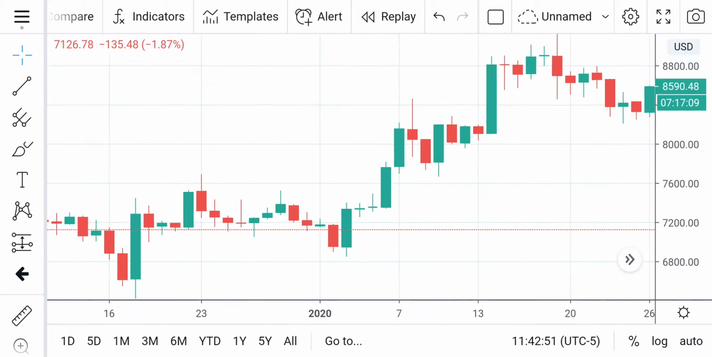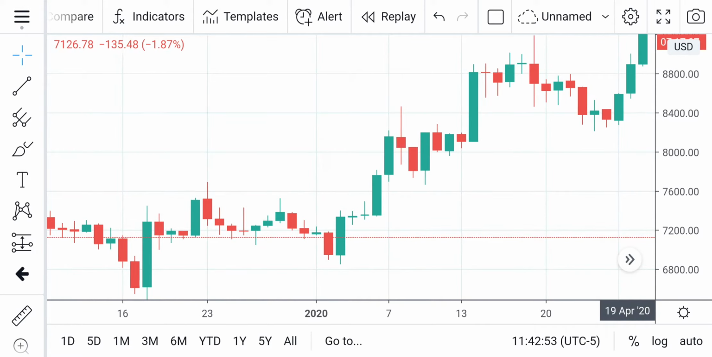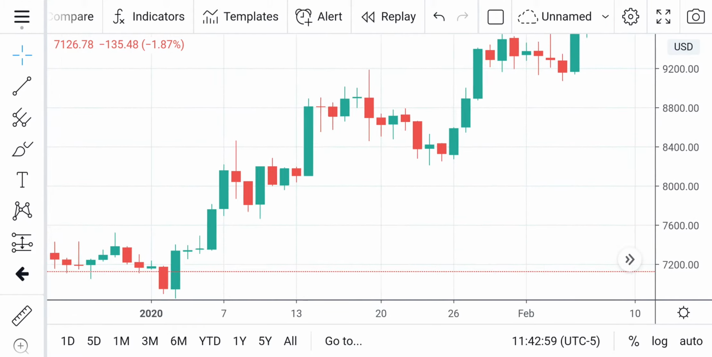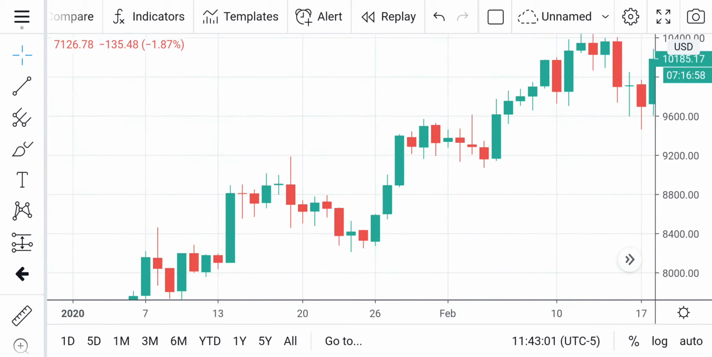So another candle we have is the bullish harami.